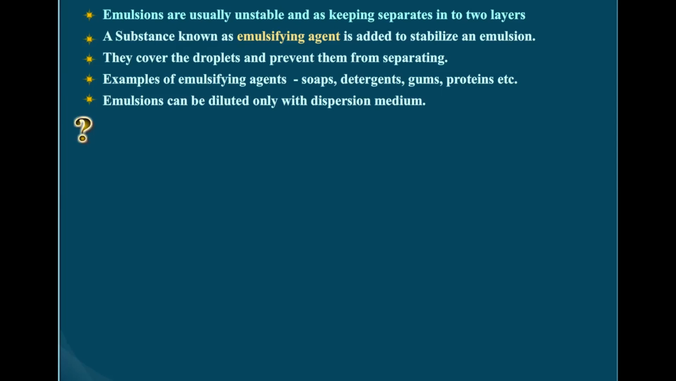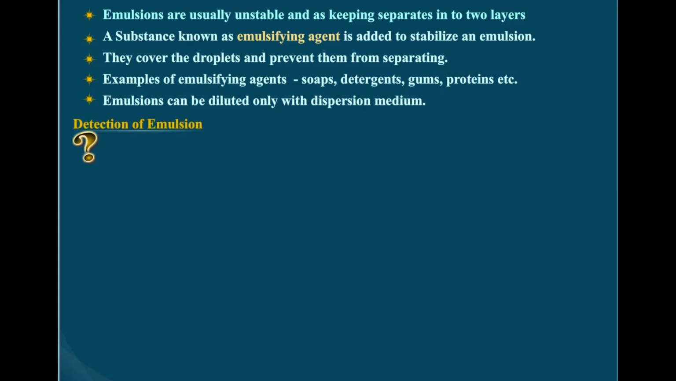Emulsions can be diluted only with the dispersion medium. That is, when you add the dispersion medium, it will get diluted. The emulsifying agents used for oil in water type are proteins, gums, and natural and synthetic soaps. For water in oil type, heavy metal salts of fatty acids, long chain alcohols, lamp black, etc. are used as emulsifying agents.